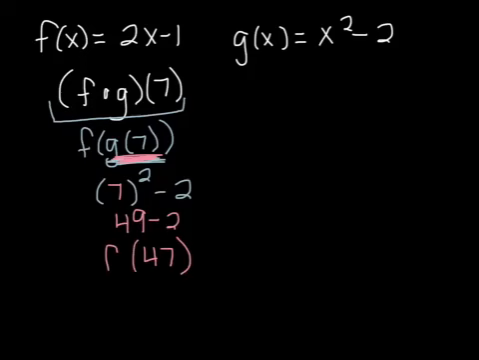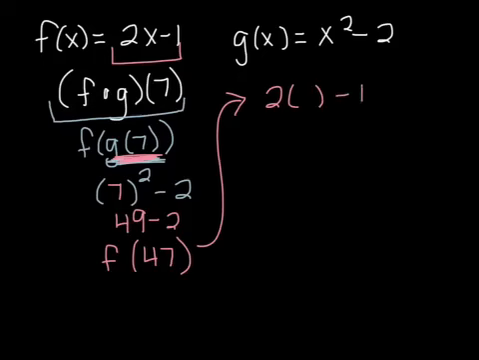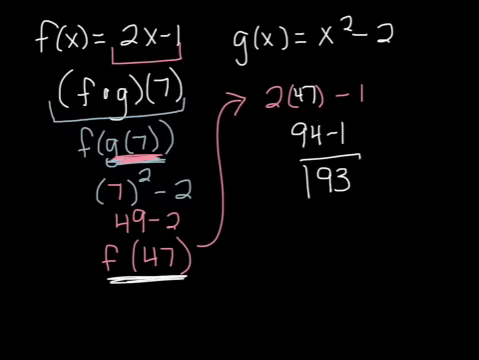Now I'm looking for f of 47. I'm going to take the function of f, which is 2x minus 1, 2 parentheses minus 1, and in that function, I'm now evaluating at 47. 47 times 2 is 94, minus 1 is 93. And that's f of g of 7.